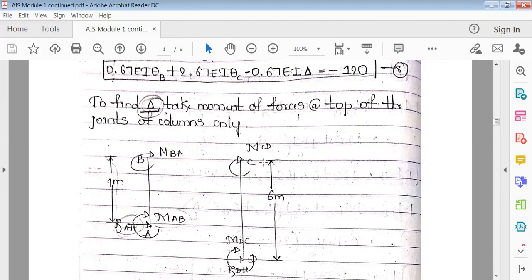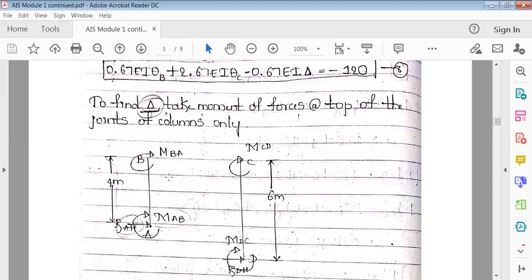So we are taking only the columns because the columns are moving. That's why we're considering the delta value. The delta movement is only in the columns. So we'll take the moment about the top of the joint of the columns only, that is at B and at C.